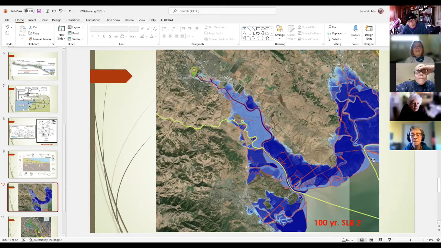With the 3-foot rise, what you see in blue here is going to turn into basically a lake. It's going to be a shallow lake, and this is all going to be mud flat. This entire area up in here will turn into mud flat if we do nothing at this point. Same thing all the way up here in Sonoma. All these areas in here will either be underwater or turned into mud flat.